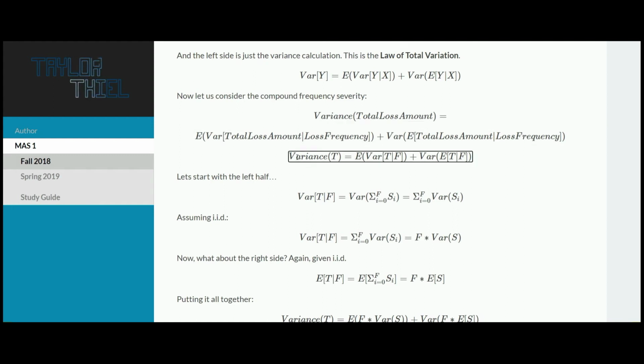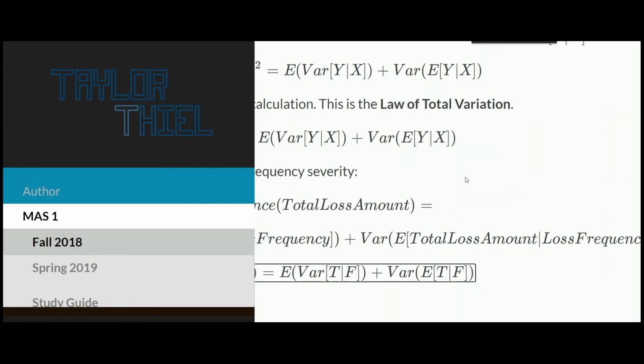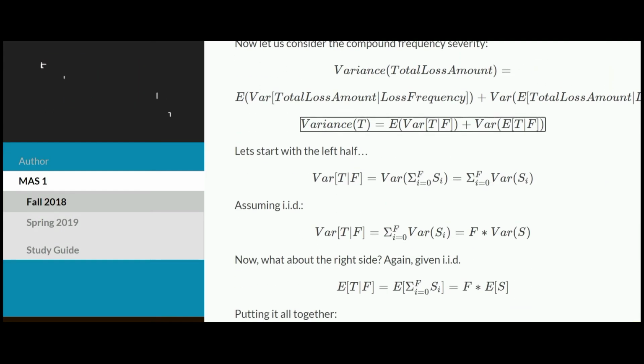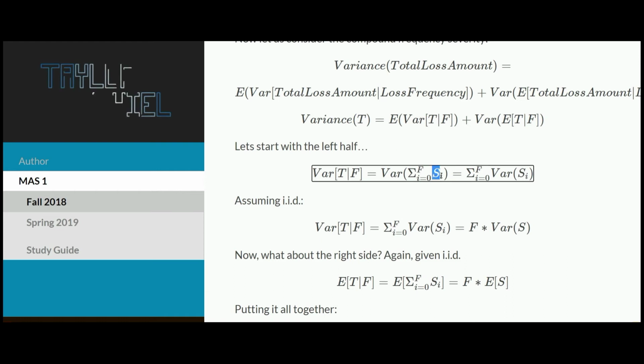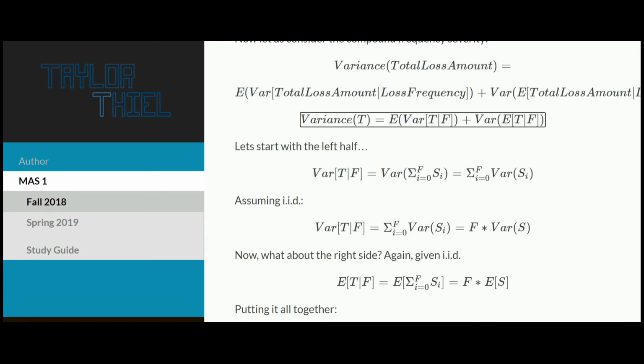And then I'm just rewriting it here so that it fits and I don't need to be so far zoomed out. So T just means the total loss amount and F means the frequency. And then eventually you'll see we have this S, which is going to be our severity component. So starting with the left half, and actually only part of it, we're going to ignore this expected value here. So just what is the variance of the total loss amount given the frequency?